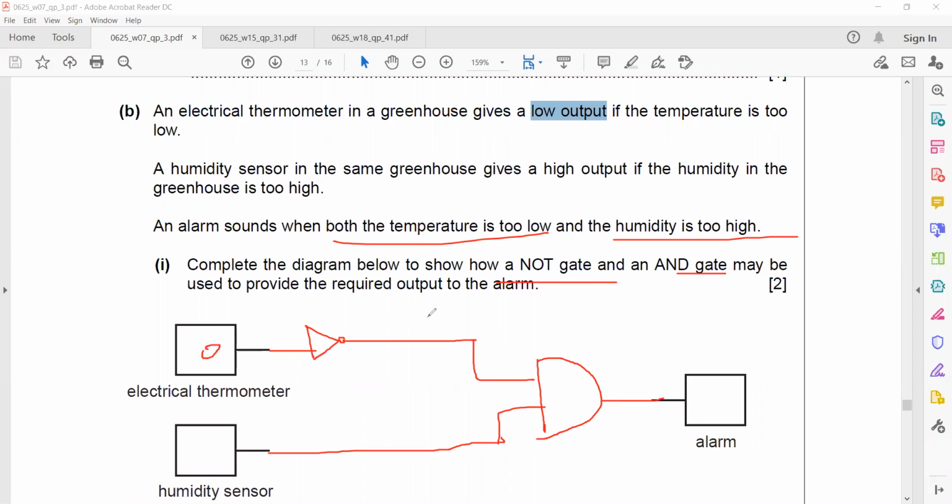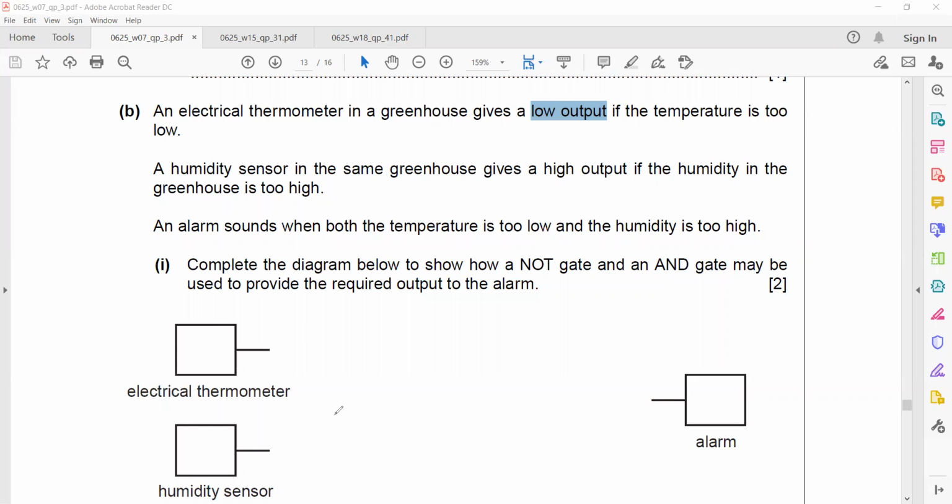So 0 will make it 1, 1. So 1, 1, it will be 1, and alarm will work at only the desired condition. If you put a NOT gate for humidity, humidity is already high. Temperature, because I mentioned the temperature is too low, so this is 0. Humidity is high, so 1.